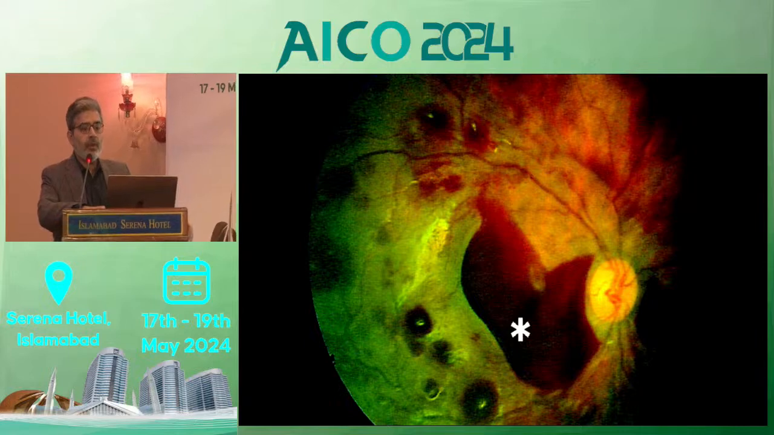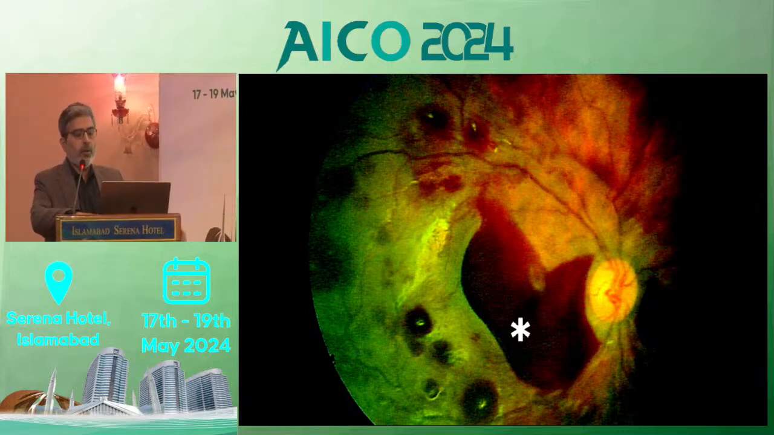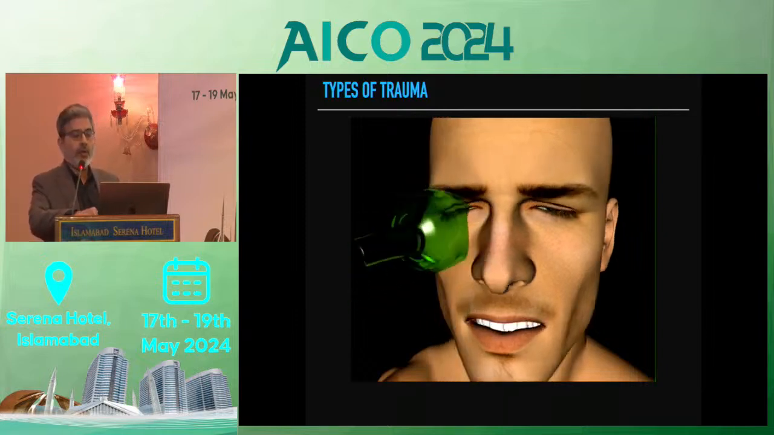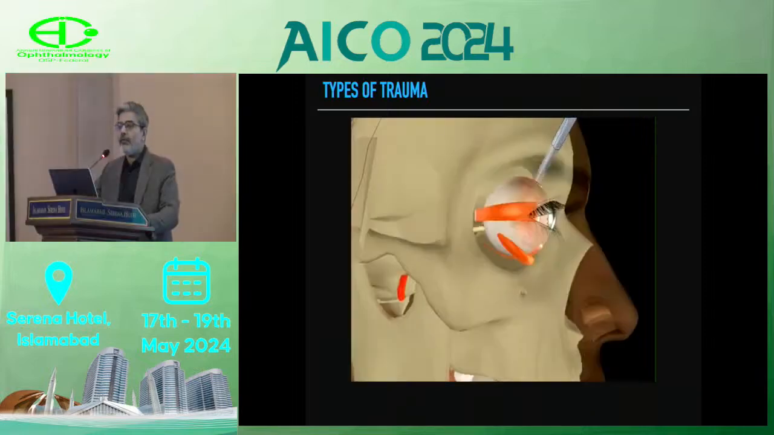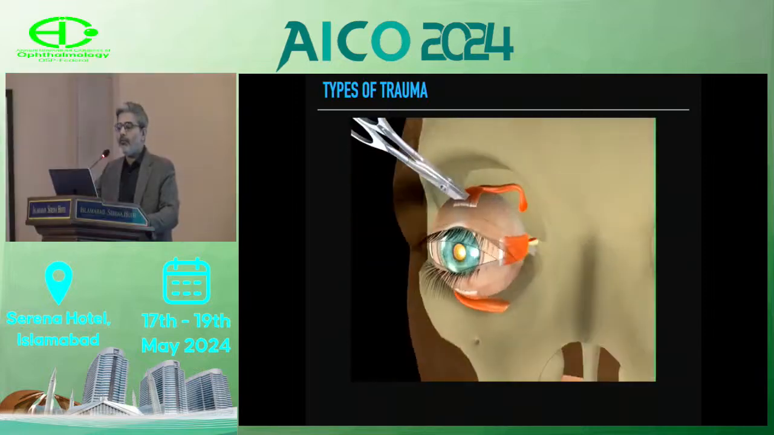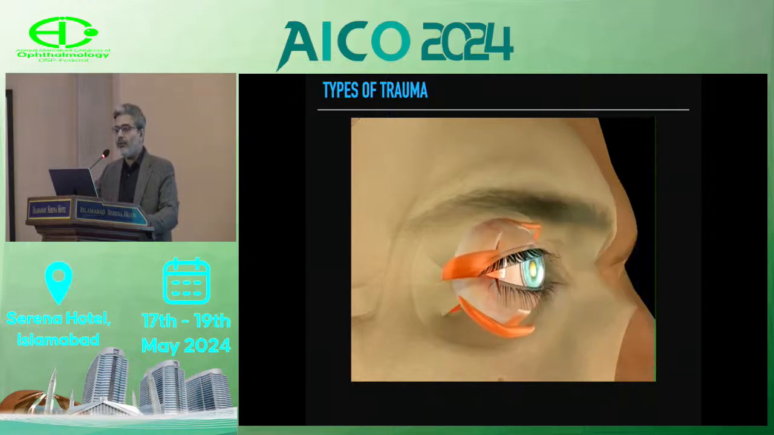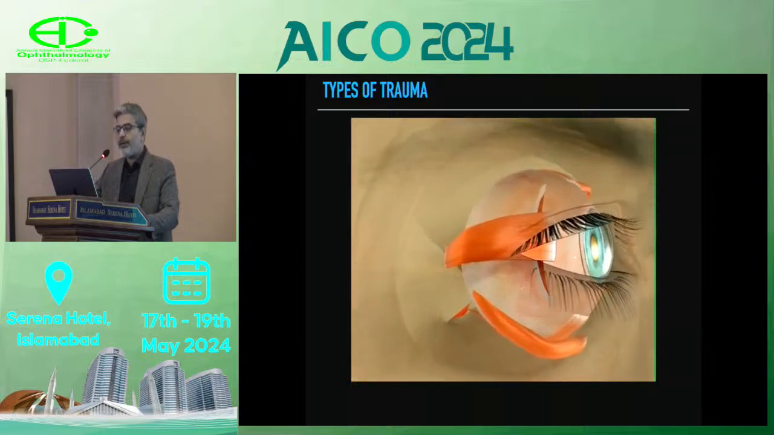This is posterior segment trauma that we sometimes see and sometimes don't see, and sometimes even when we see, we don't know what to do. So let's start with the types of trauma. There are various ways that the posterior segment can be affected. You can have a penetrating trauma, a perforating injury, and a blunt trauma. And most of us who are working in tertiary centers see all kinds of trauma coming to the clinic.